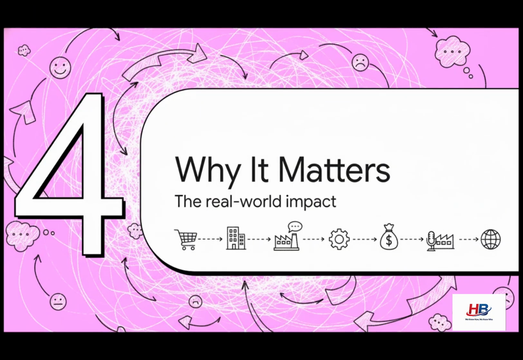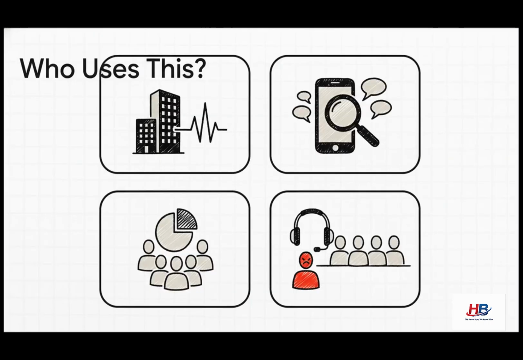So this is all pretty cool from a technical standpoint, but why does it actually matter? Well, the real-world impact of being able to understand feelings at this kind of scale, it's a total game changer across dozens of industries. I mean, think about it. Businesses use this stuff to monitor their brand's reputation in real time. Product teams are sifting through feedback to figure out what features to build next. Market researchers can see if a new ad campaign is a hit or a total dud, almost instantly. And even customer service teams can use it to automatically find the most frustrated customers and help them first.